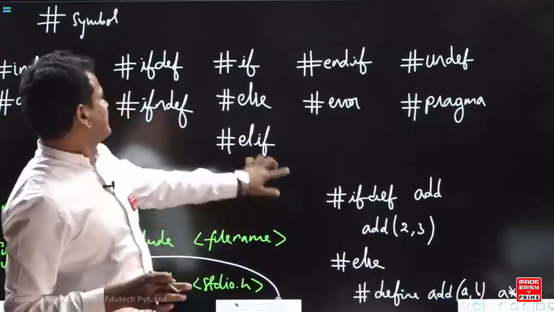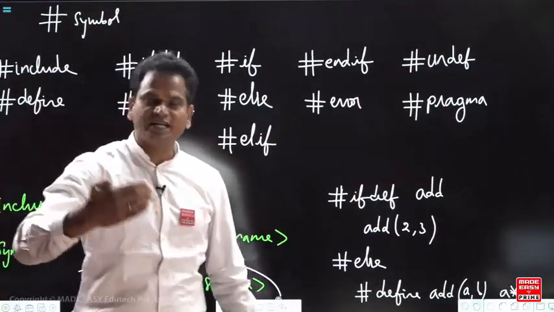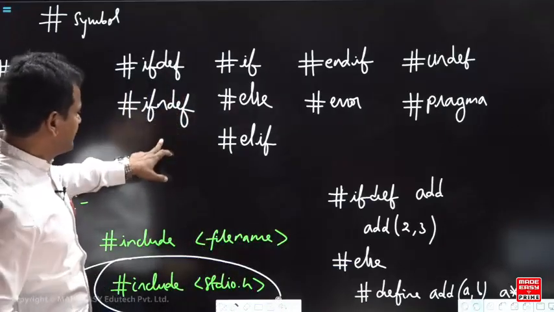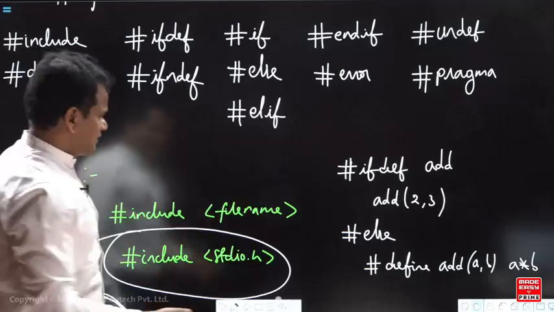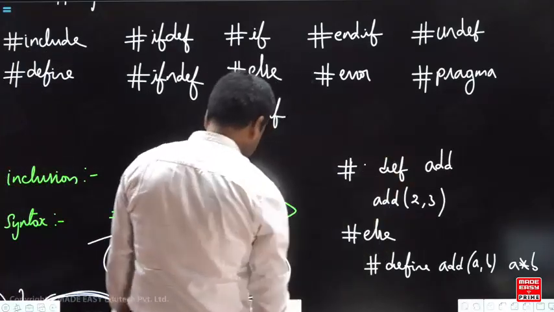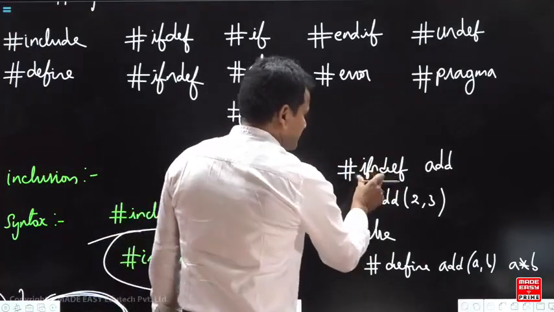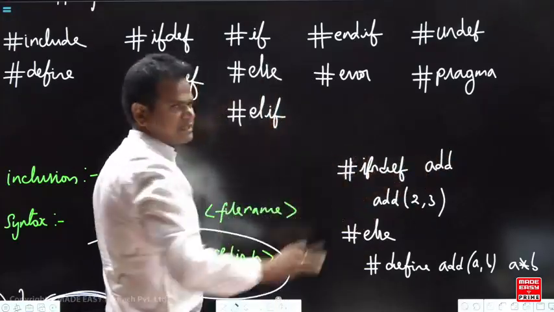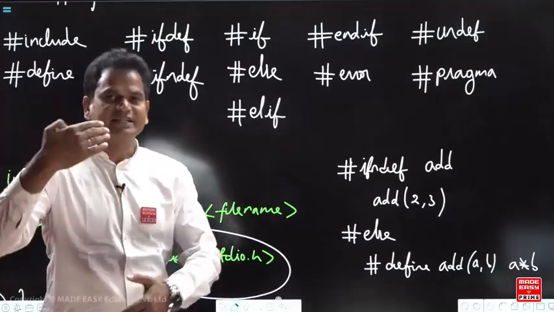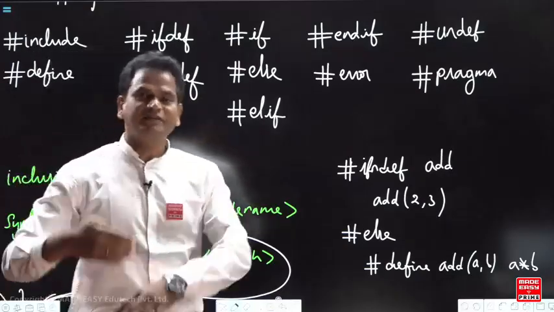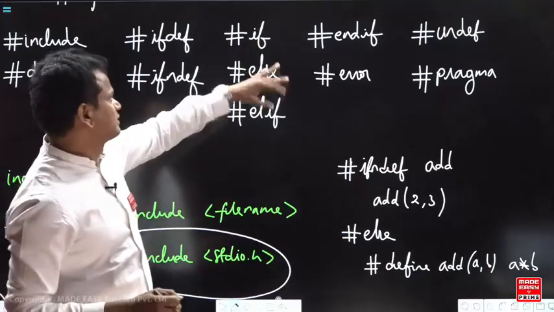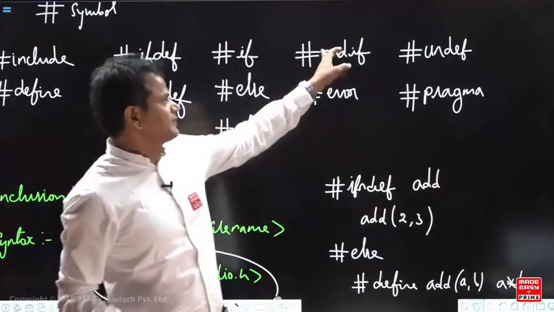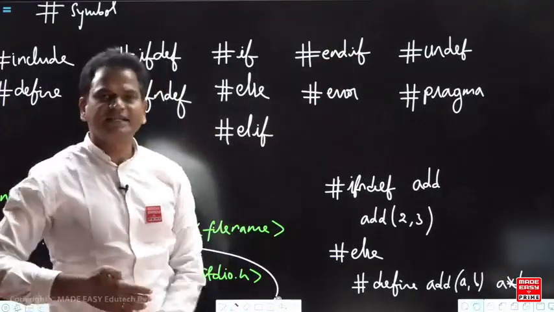So the meaning of #ifdef is that it is used to check whether a macro is defined or not. And #ifndef means if you have not defined a macro with name add, then do something like this. #ifdef checks whether it is defined, #ifndef checks whether it is not defined. #if, you know that if condition. #else, you know this. #elif means else-if condition. #endif is for the end of the if statement. #error is a fatal error.